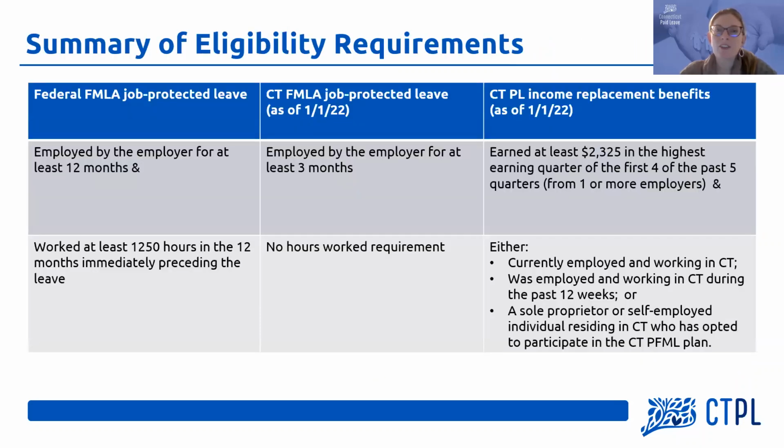Let's take a look at the eligibility requirements for three different types of laws. There's federal FMLA, which is not changing, but we put this here just for context. Then in the middle, Connecticut FMLA, and over on the right, Connecticut paid leave. So federal FMLA continues to and has always applied to employers with 50 or more employees. And someone is eligible for job protection after 12 months of employment and at least 1,250 hours of work.